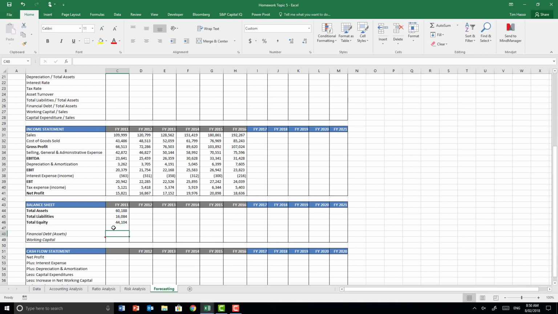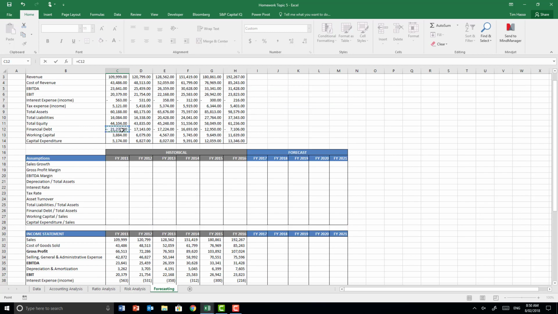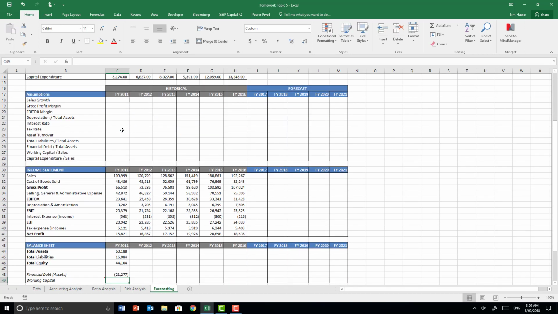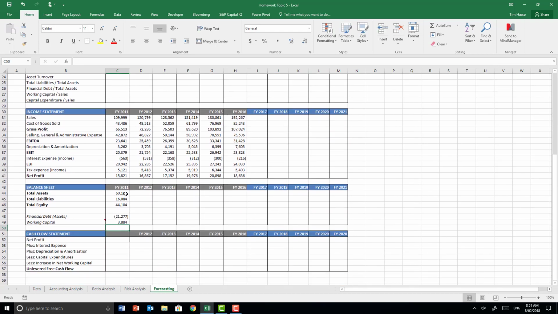We then have the financial debt or financial assets. Again, whenever it's within brackets, it's going to be assets. And in this case, H&M again has financial assets. And again, whenever a company has interest income and not interest expenses, it generally means that they have more financial assets than debt. And then finally, we have the working capital, which you can find in cell C13. Press enter, and you have all the information that you need for the balance sheet section. Again, drag it to the right for the entire historical period.